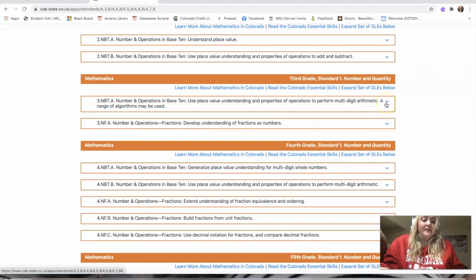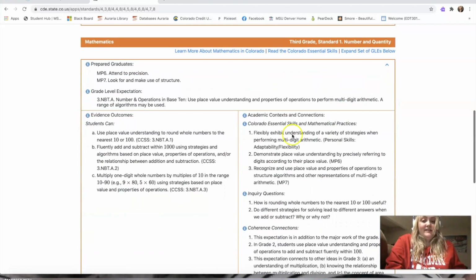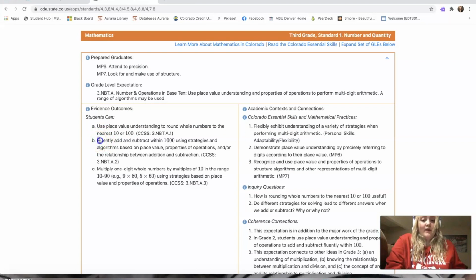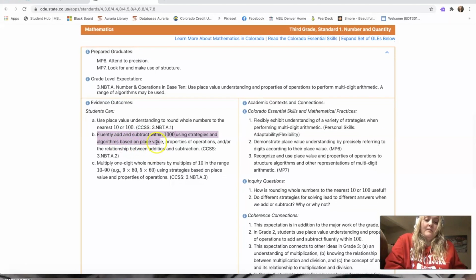Third grade seems to be the year that we start our education and lesson planning on multiplication. When we click on this first thing here, number and operations in base 10, use place value understanding and properties of operations to perform multi-digit arithmetic, and expand that, you'll see that we're going to be able to fluently add and subtract within 1,000 using strategies and algorithms based on place value. We're also going to be multiplying one-digit whole numbers. So this is when we're getting into multiplication, using strategies based on place value and properties of operations.